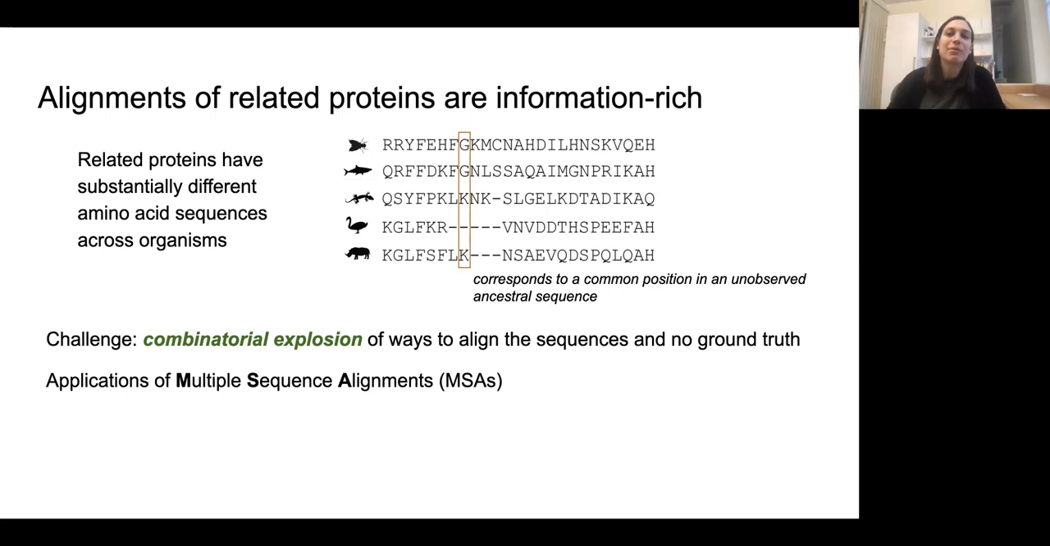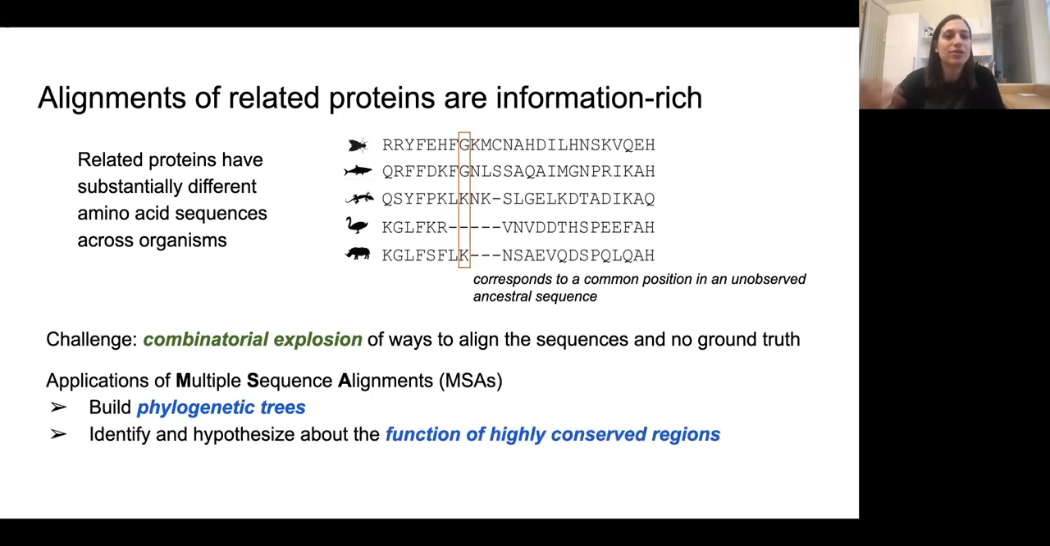But the reason that multiple sequence alignment is such an essential task in bioinformatics is that they're used for all sorts of downstream applications. One example is to build phylogenetic trees. Another is to identify and hypothesize about the function of highly conserved regions. Maybe if something's highly conserved through evolution, it has to do with the function. And the application that I'll be talking about today is contact and structure prediction.